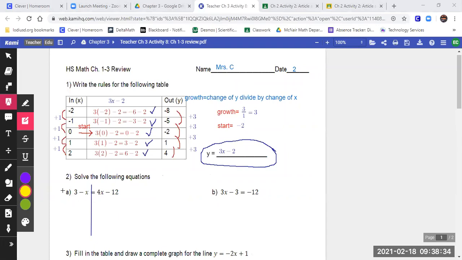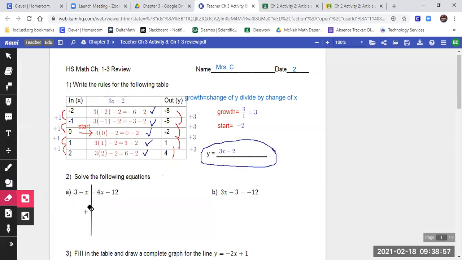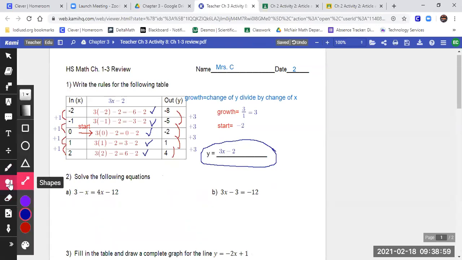What's the first step, guys? Letters or numbers? Letters, exactly. Always letters first, always. It's been that way for a while. Always letters first.